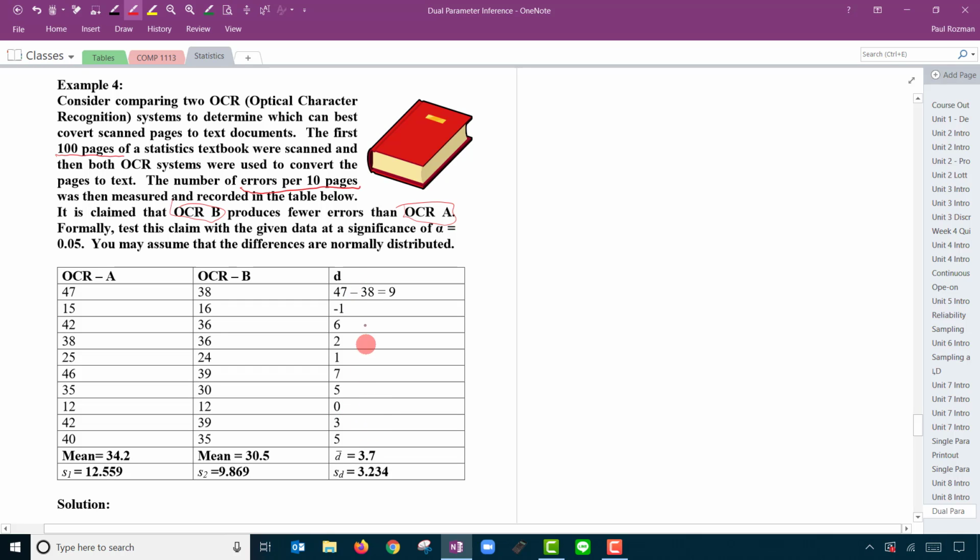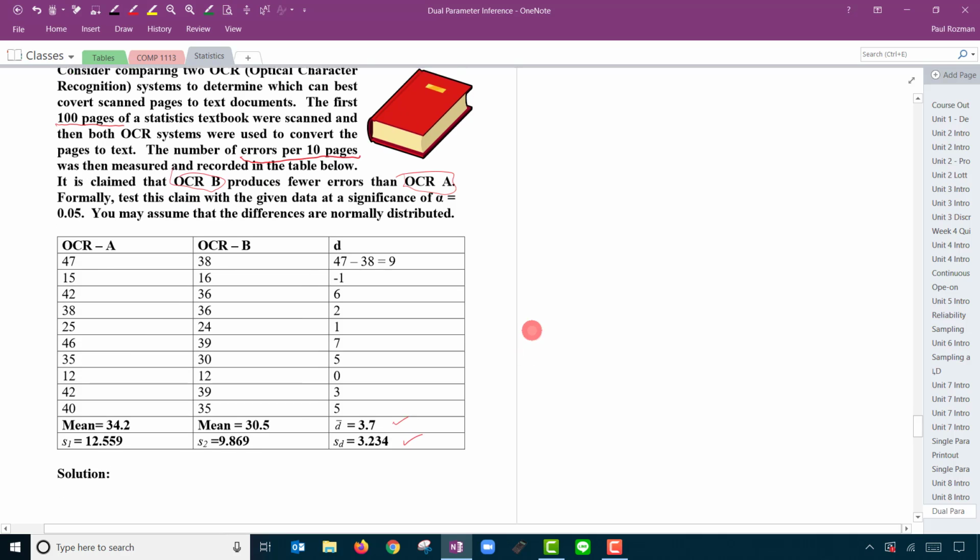We have a new data set here then, and we can punch those into our calculator in stat mode or put them into Excel, and we'll get a mean of 3.7 and a standard deviation of 3.234. I guess these are errors per 10 pages. Our difference in errors per 10 pages would be the units.